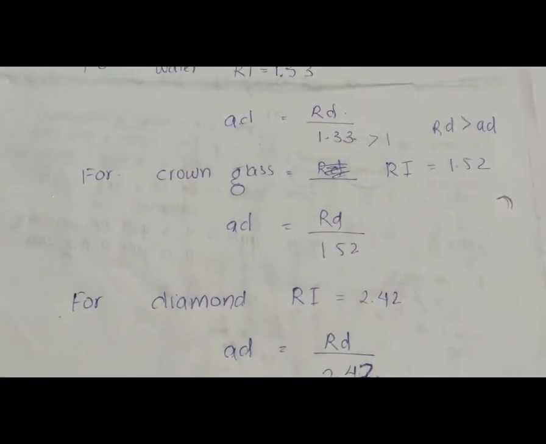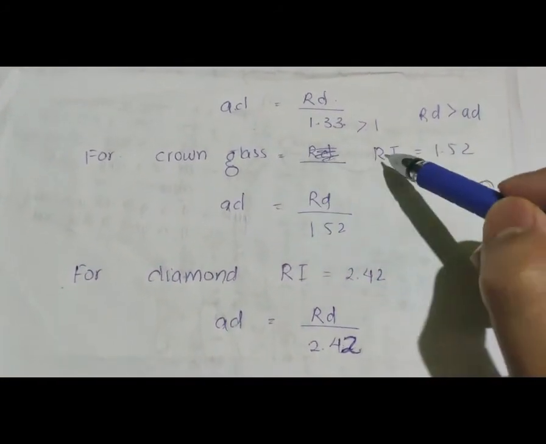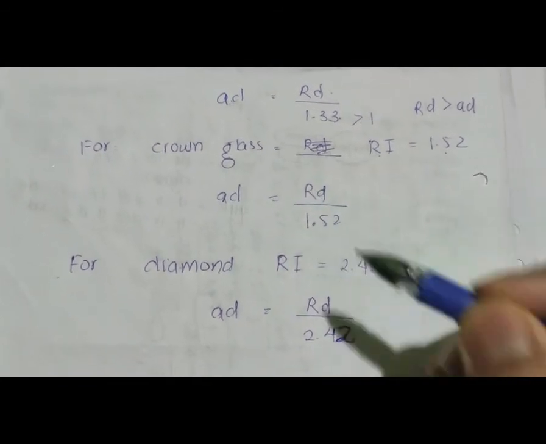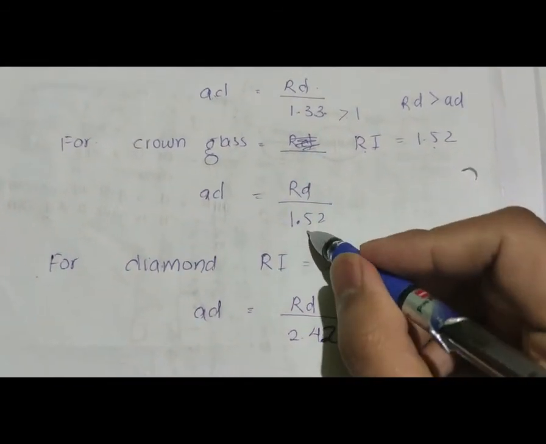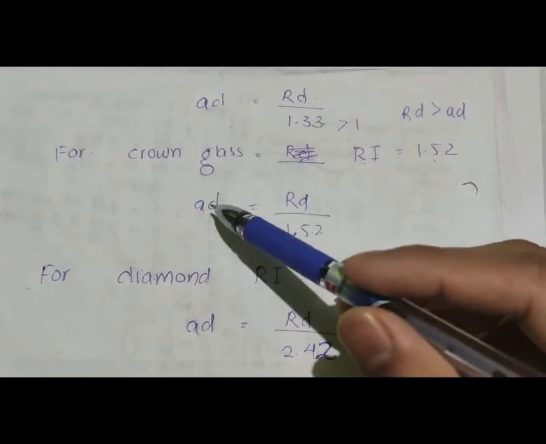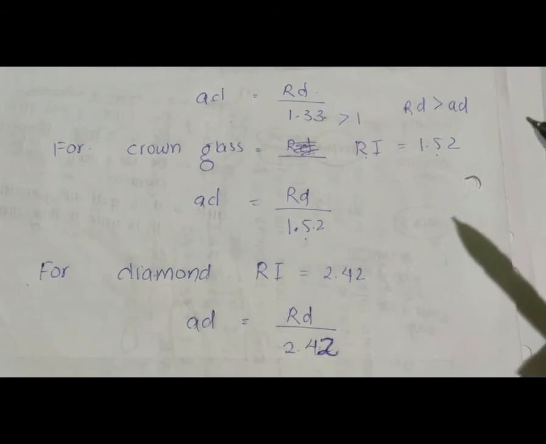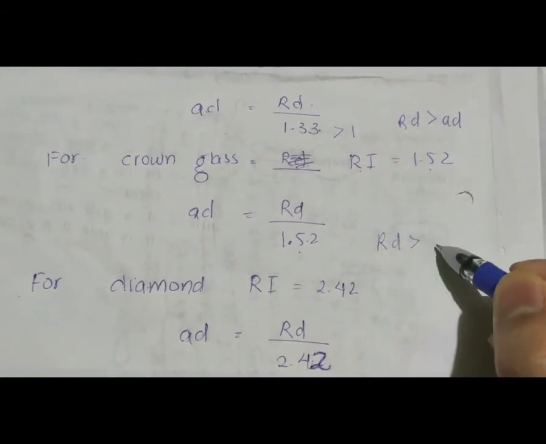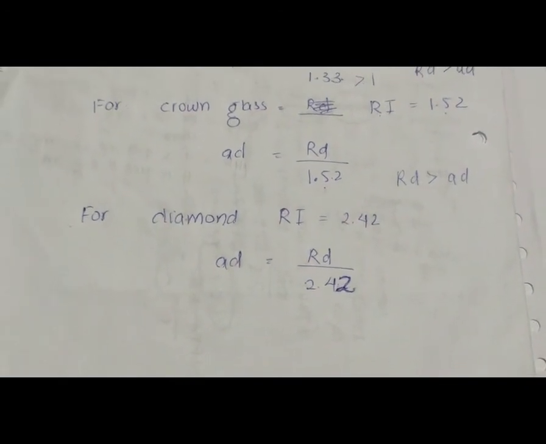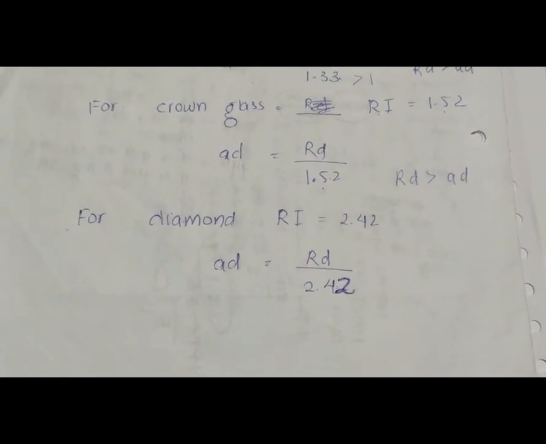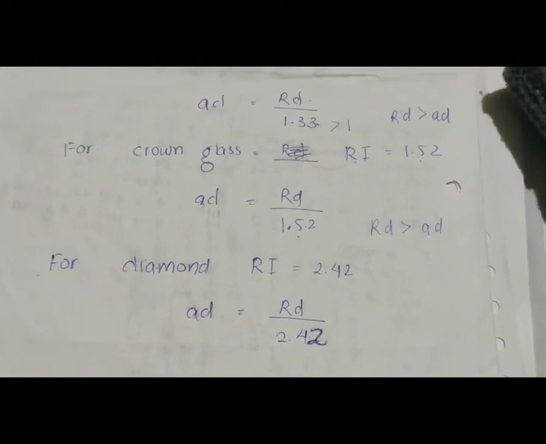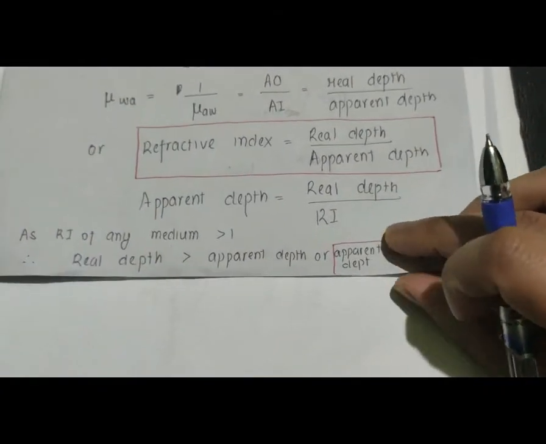Let's take one more example. For crown glass, refractive index equals 1.52. Again, in this case, my denominator is greater than 1. If the denominator is greater than 1, who will be bigger, apparent depth or real depth? Real depth. Clear? And this is the third example, for diamond. Analyze this one yourself. Who will be bigger? Real depth.